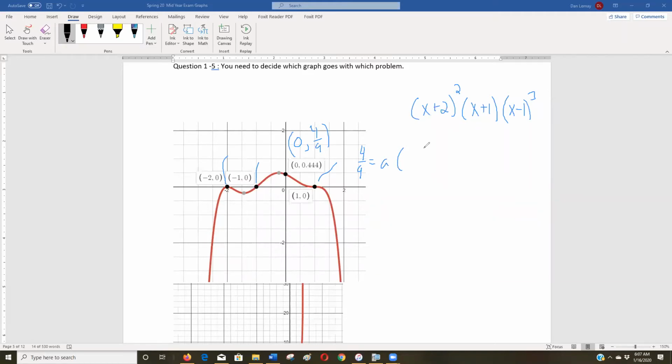So 2 squared is 4. 0 plus 1 is 1. And -1 cubed is -1. So that's going to give me 4/9 equals a times -4. So if we divide by -4, multiply by -1/4 is the easier way to think about this. I can cross cancel that 4 out, replace it with 1s. So a is -1/9.